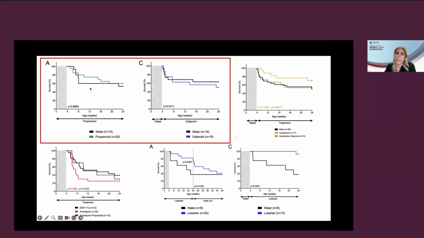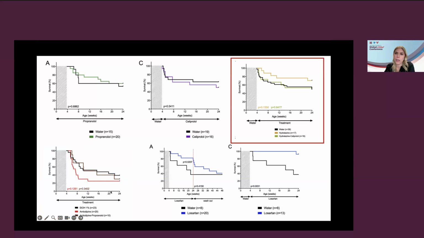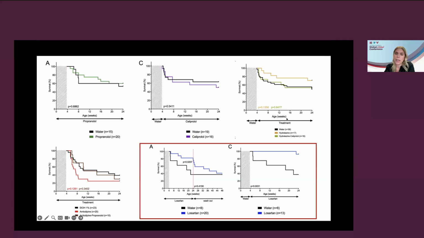They showed the same thing though, that propranolol and celiprolol had no effect in their mice. They showed that amlodipine actually looked worse. This is that calcium channel blocker that had no effect in the other one. Hydralazine, they showed did help, so this looked very similar to the other study, that hydralazine seems to be protective in the mice. But they showed that losartan actually was very protective, unlike the other study that didn't.